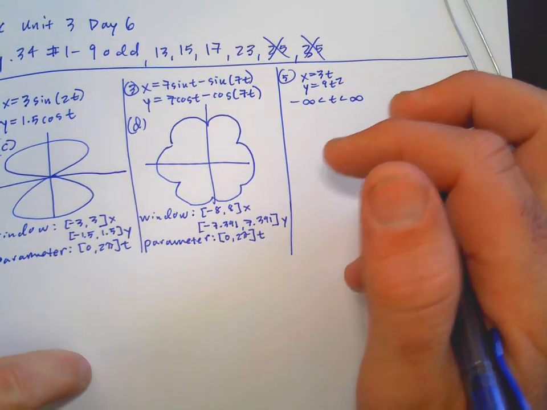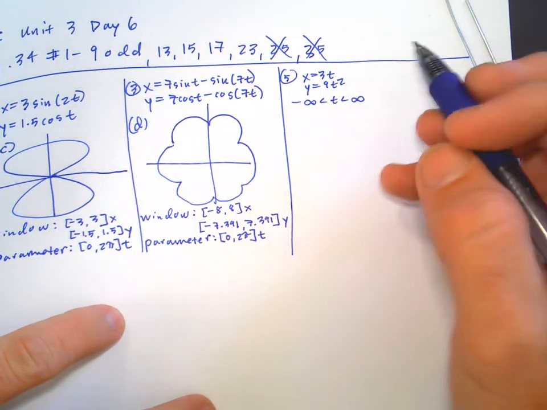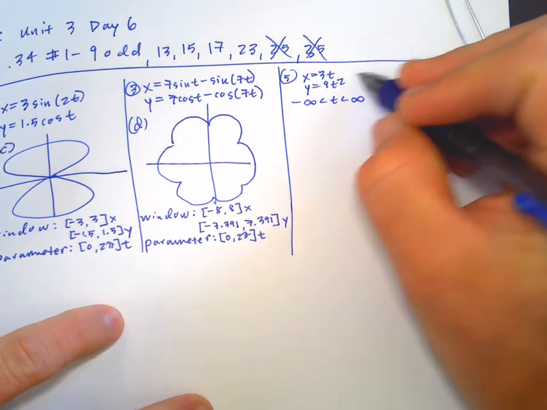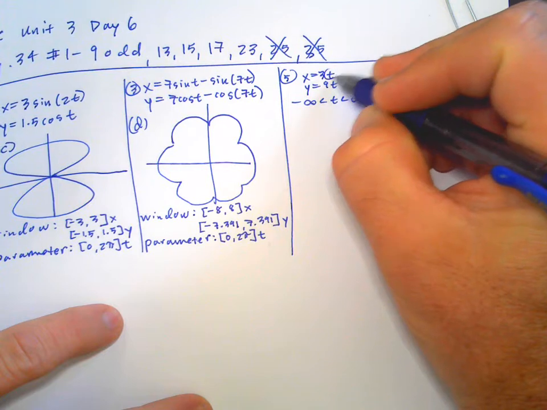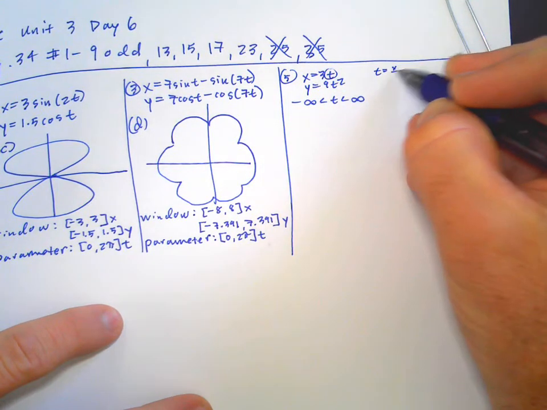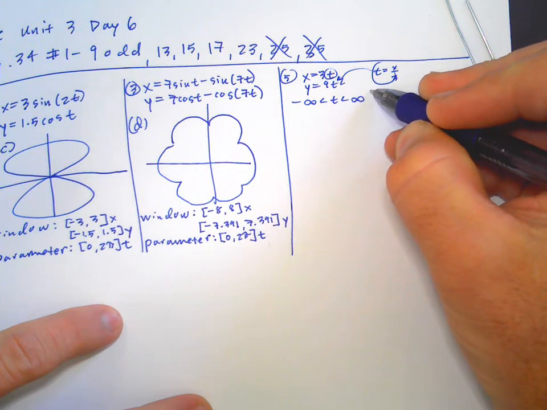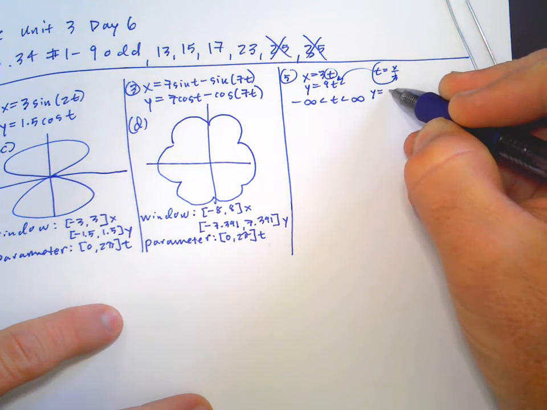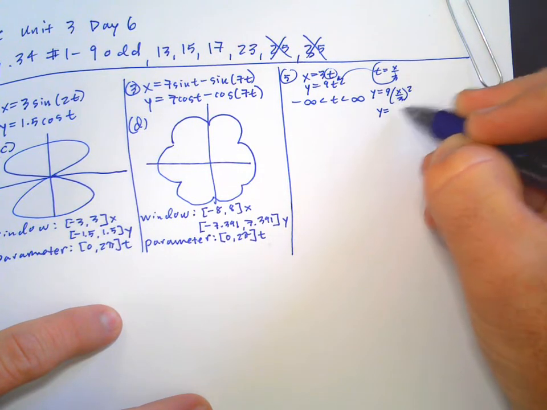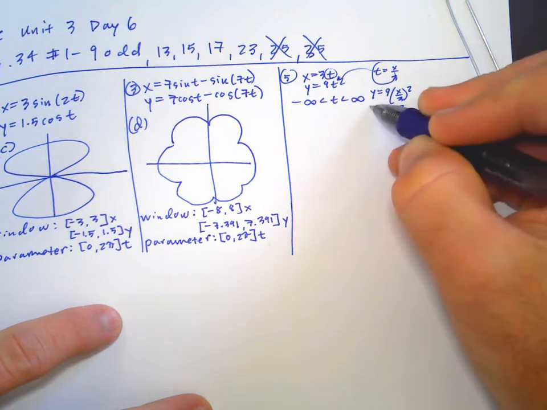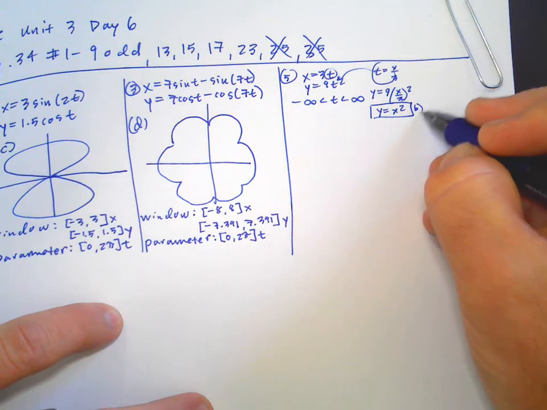So I personally think it's easier to find the Cartesian equation first because that helps you graph it and just makes more sense of everything. So on these ones, there's no trig involved, so we can use substitution. You're going to solve for t equals x over 3, and then plug that into the other equation like a system of equations, trying to eliminate the t's and get y in terms of x. And so we get y equals x squared. That's your Cartesian equation. So that's part B.